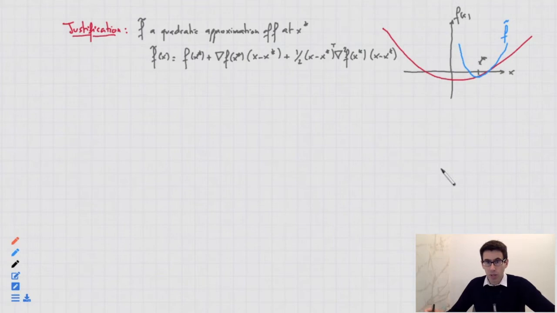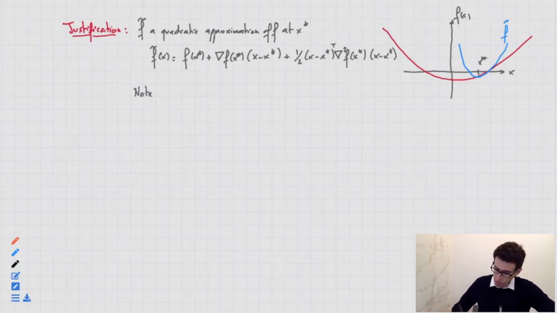Now, let's say that you think your approximation of f by f tilde here is pretty good. What's very natural to say is the following. Given that I've done that approximation, how will I find the minimizer of f? Well, let me try to find the minimizer of f tilde. If f tilde is a good approximation of f, then the minimizer of f tilde should be a good approximation of the minimizer of f. So let's try to do that.